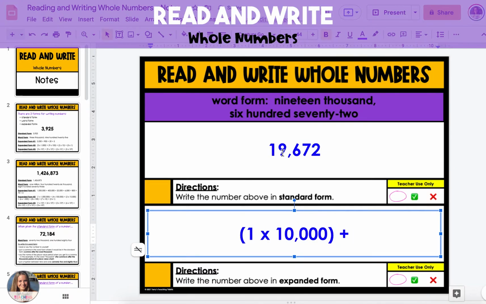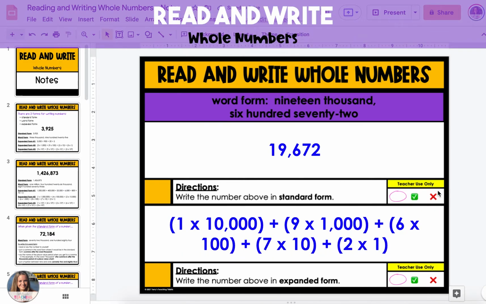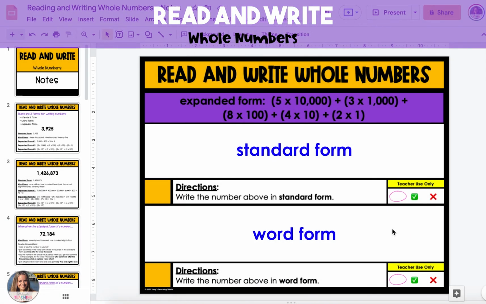Plus, we're going to add the 9 in the thousands place, which is 9 times 1,000. Plus, we're going to add the 6 in the hundreds place, which is 6 hundreds, or 6 times 100. Then add the 7 in the tens place, or 7 times 10. And then finally, we'll add the 2 in the ones place, or 2 times 1. This is the expanded form for 19,672. In the final example, we're going to take the expanded form of a number and rewrite it in standard form and word form.